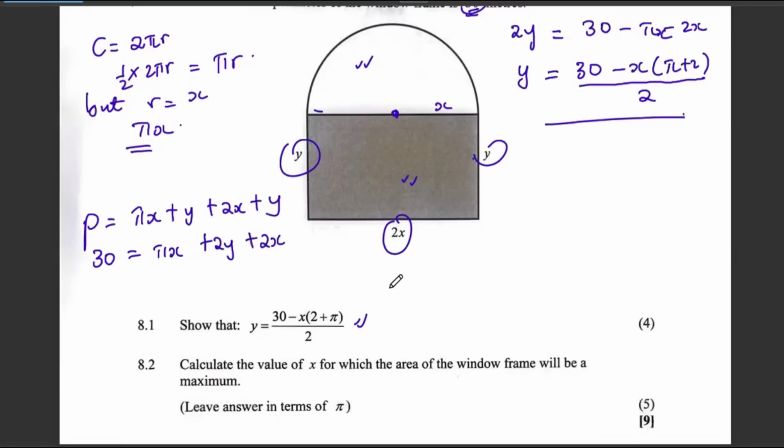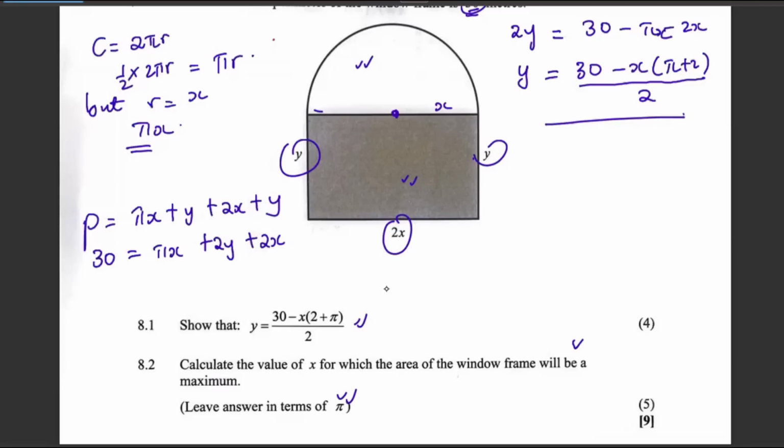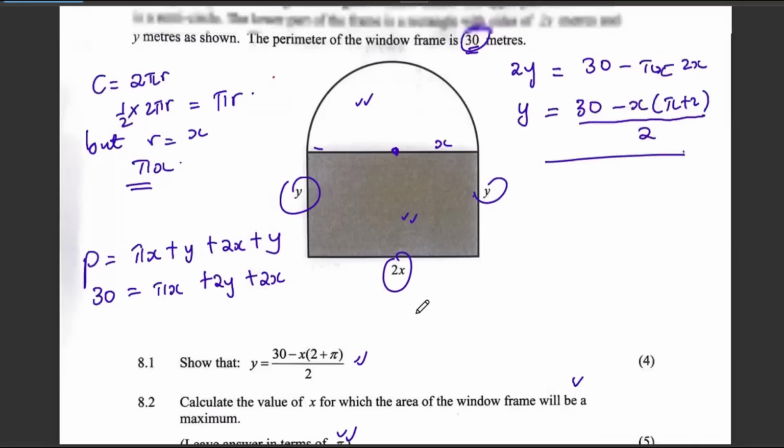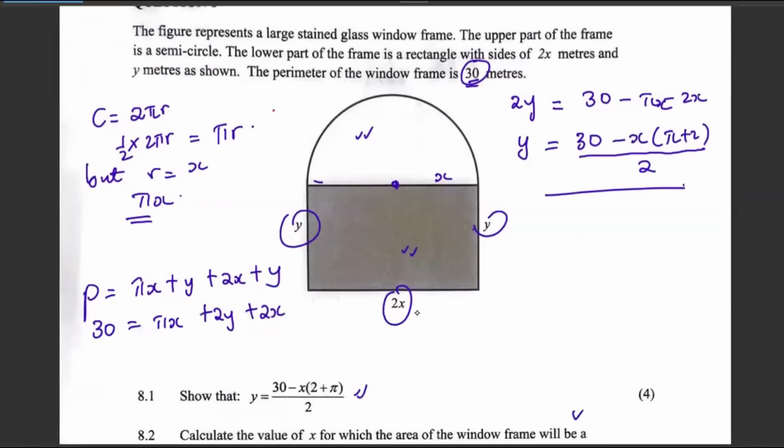Then 8.2, calculate the value of x for which the area of the window frame would be maximum. We must leave the answer in pi. Now, they're switching the story to area. So for us to get the area of the window frame, because this entire thing is a window frame, let me call this A, and then I'll call this B.